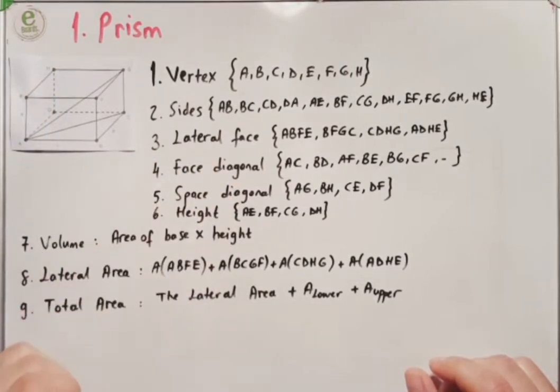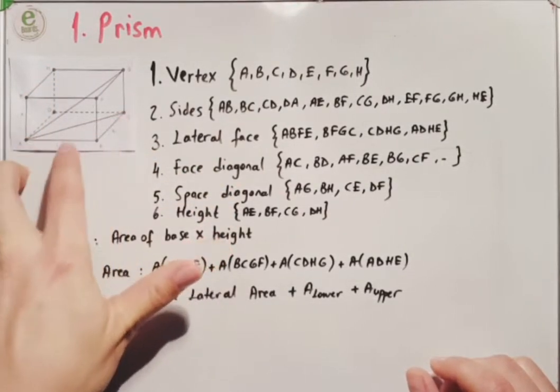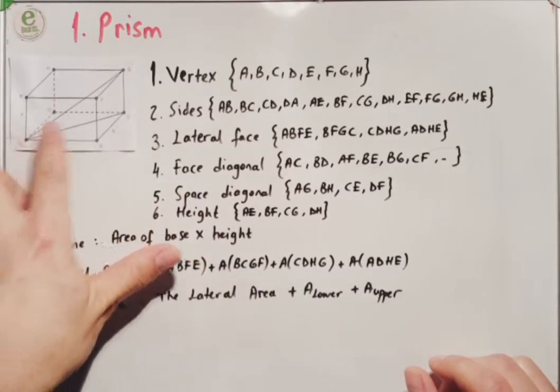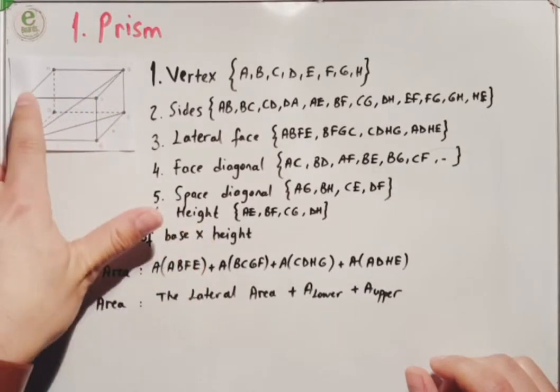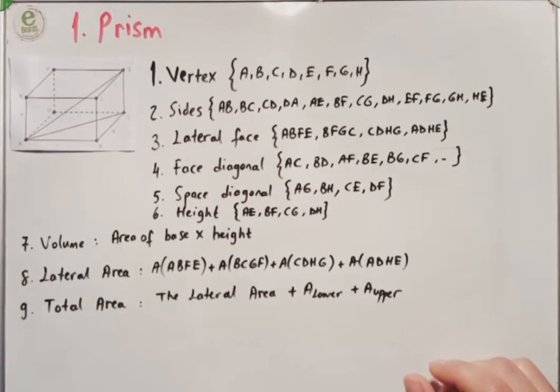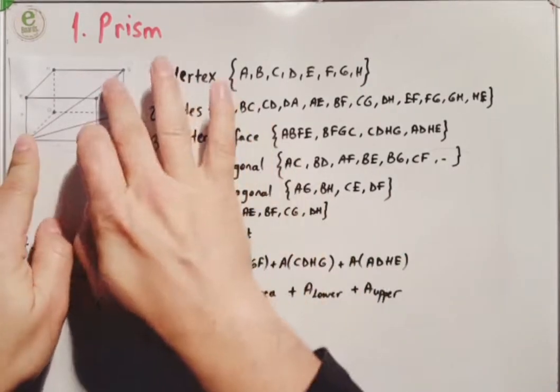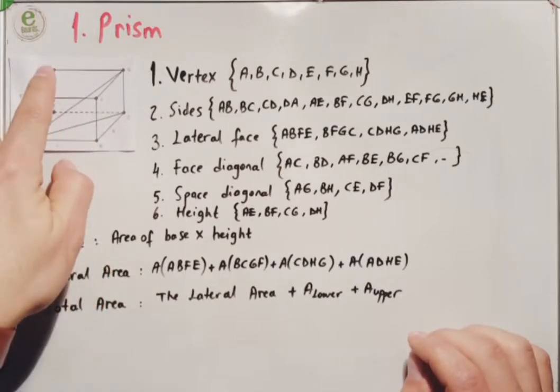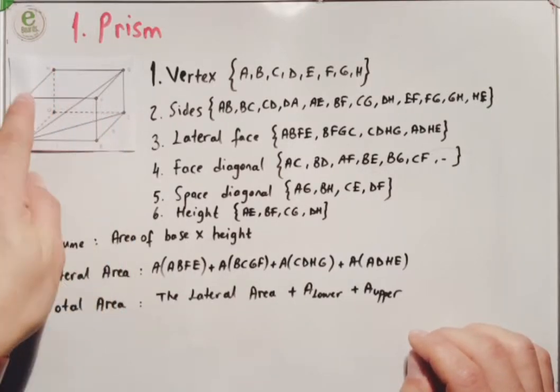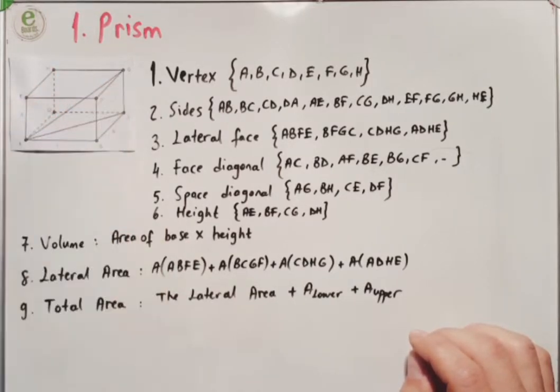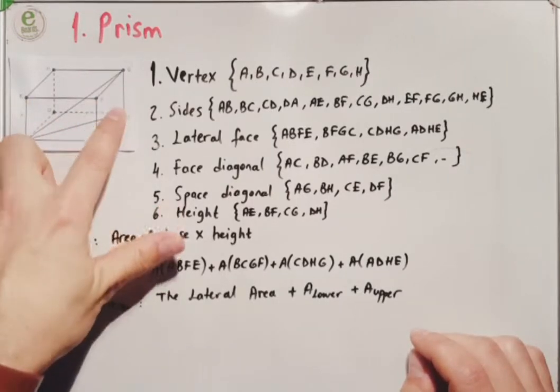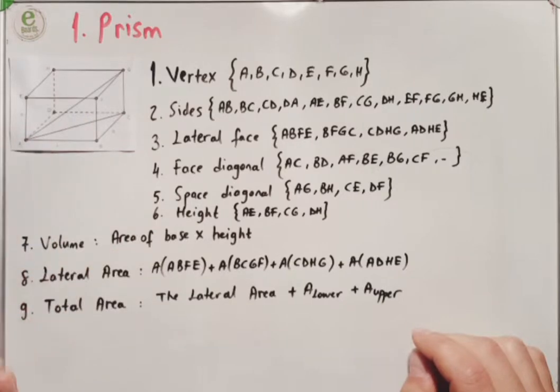For the face diagonals: from A to C, from B to D, from A to F, from B to E. All these diagonals are on the faces. For the space diagonals: from A to G, from B to H, from C to E, and from D to F. For the heights: AE, BF, CG, and DH.